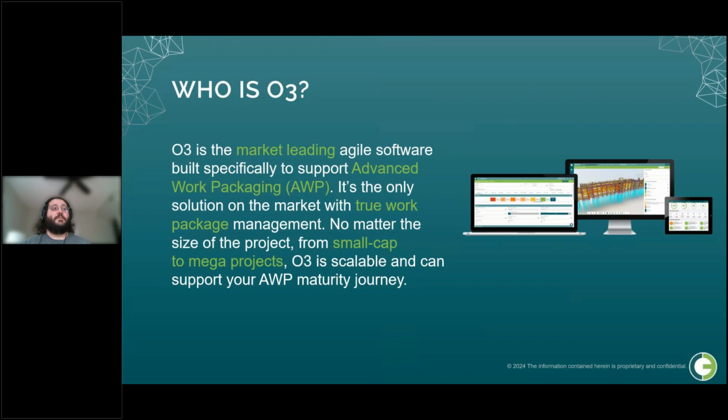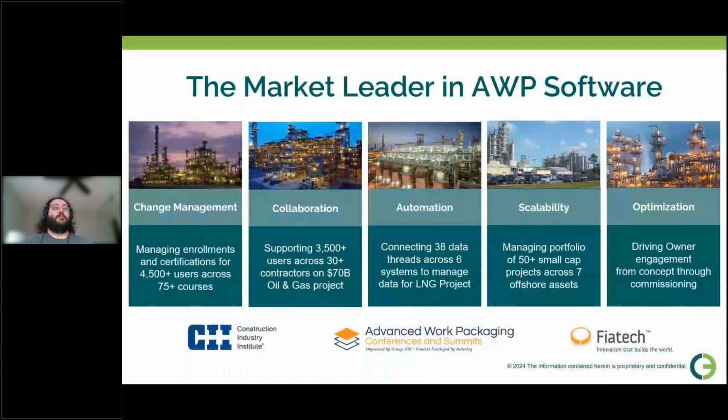So who is O3? We are the market-leading agile software built specifically to support AWP. We're the only solution on the market with true work package management. No matter the size of the project, from small cap to mega projects, O3 is scalable and can support your AWP maturity journey. And we are the leader in AWP software, offering change management, collaboration, automation, scalability, optimization, and under each of those, you can see some numbers and facts.